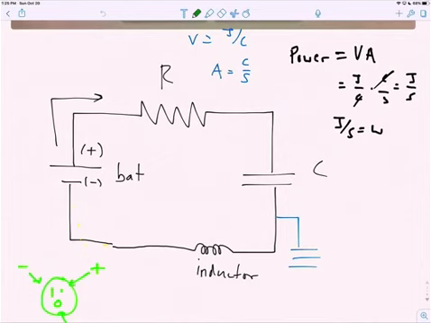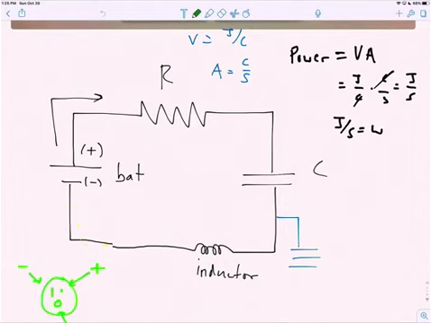Think of electricity flowing like water flowing. The amperage is how much water is flowing. It's a current, and the voltage is the joules per coulomb. That's how fast the water is flowing, how much kinetic energy the water has in a river. That would be like how much energy the electrons have in a wire as it's moving.